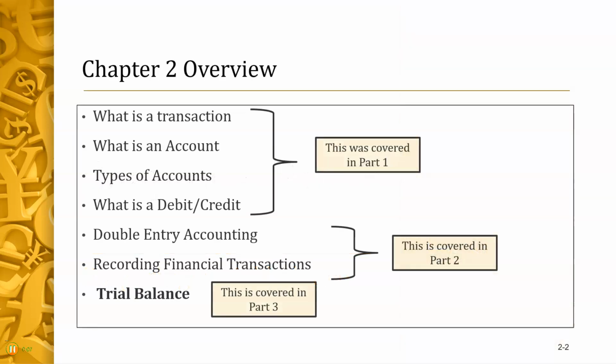Now, we've already gone through what a financial transaction is, what an account is, the types of accounts, what is a debit or credit. We went through the double entry accounting and recording financial transactions. The recording of financial transactions goes on all month, and then at the end of the month, we do what we call a trial balance.